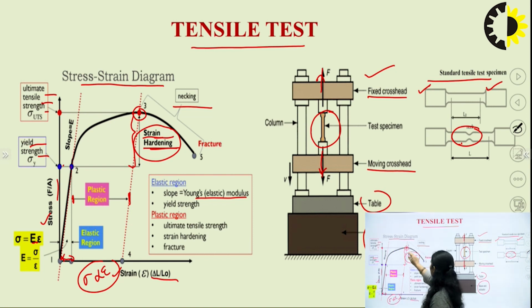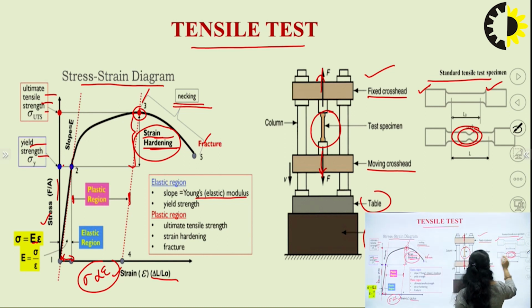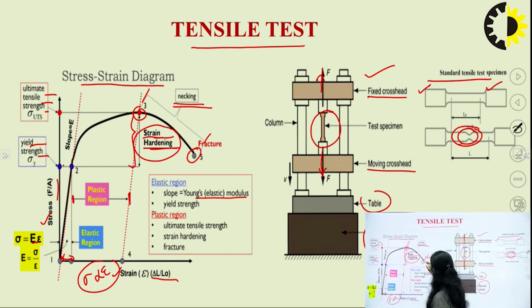So, here we can see that this region is the necking region. So, necking area is this one, like this necking region. And at this point the fracture of the component will take place. So, we can note down all these details. Okay. So, what are we getting from this diagram?